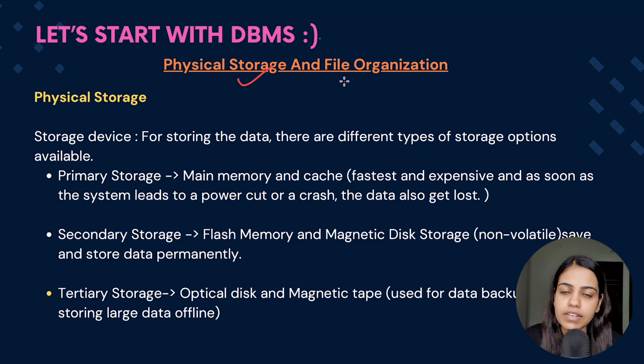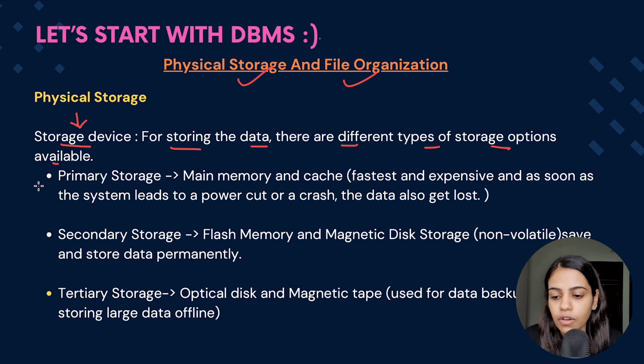So let's learn about physical storage and file organization. So what is a storage device? For storing the data, there are different types of storage options available. A storage device basically helps us to store the data. Now what are all the options which are available? The first one is primary storage, the second is secondary, and the third one is tertiary.